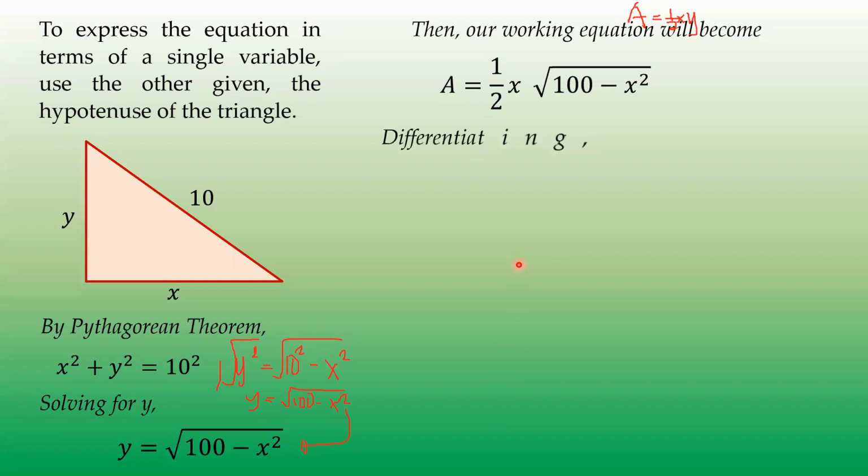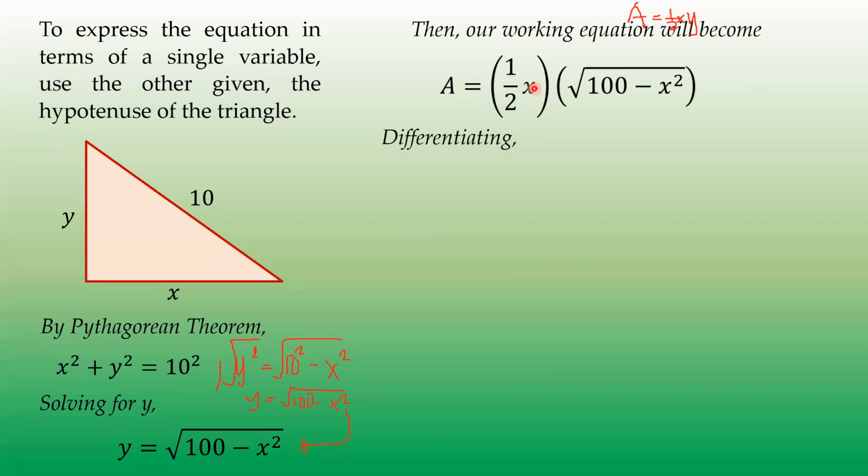Now, differentiate natin. So dito, kayo ang hahanap ng paraan kung paano siya padadaliin sa pagdi-differentiate. Okay, so yung equation na yan ay 1/2 x, meron pang square root ng 100 minus x squared. So kayo ang bahala kung paano mo siya i-differentiate. Ito muna tayo sa isang solution.